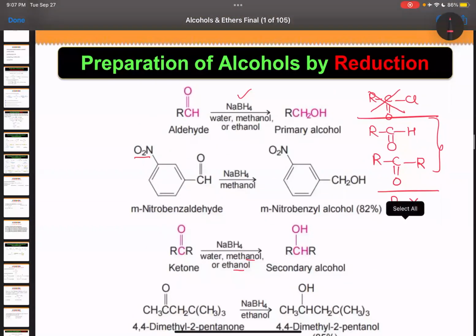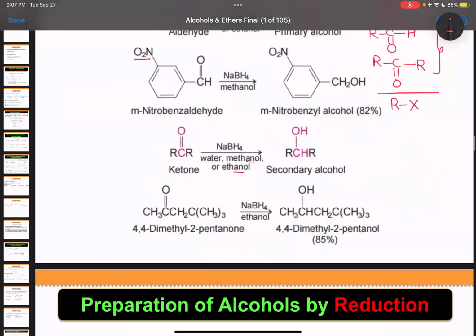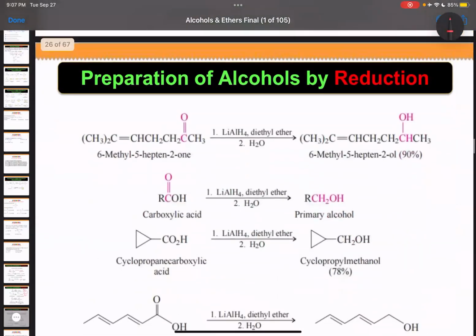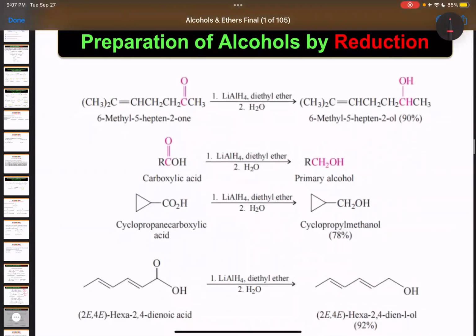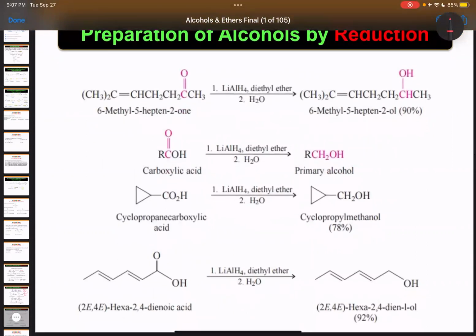And what's the abbreviated name of NaBH4? Sodium borohydride, so SBH. And which is the other reagent which is like NaBH4 but stronger? The lithium aluminum hydride, LiAlH4, right? LiAlH4, and this is better.